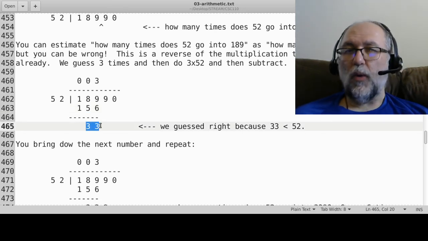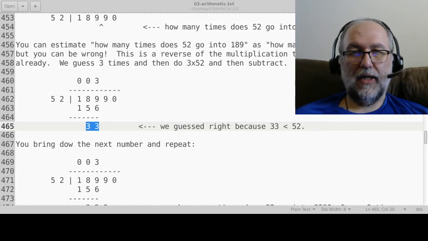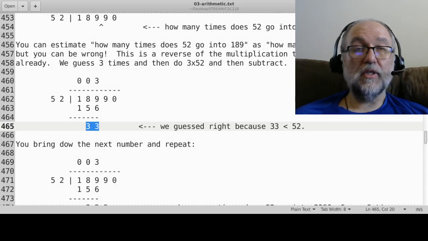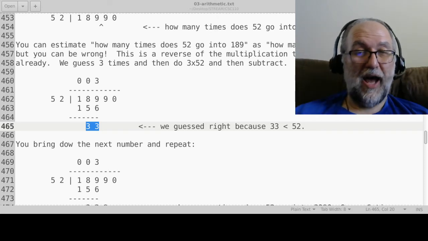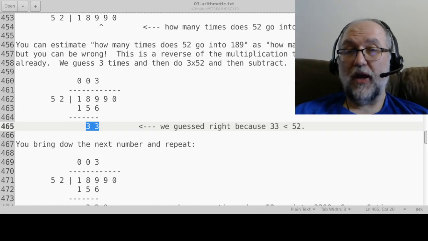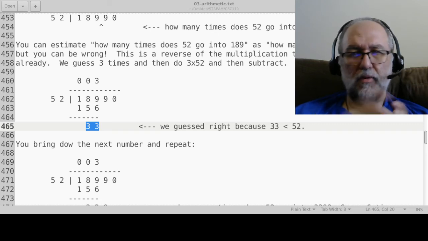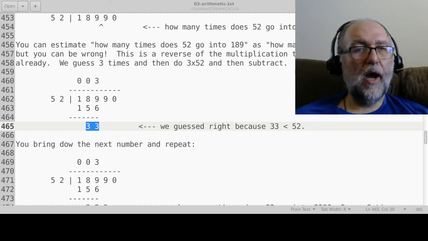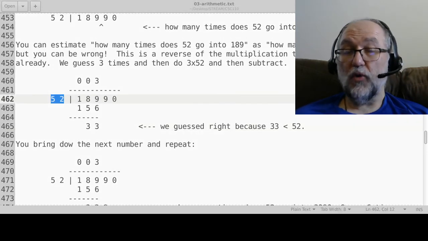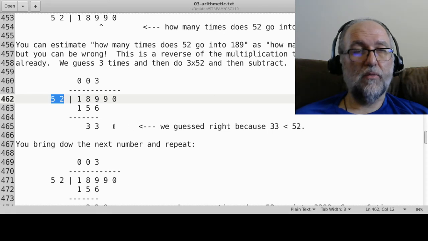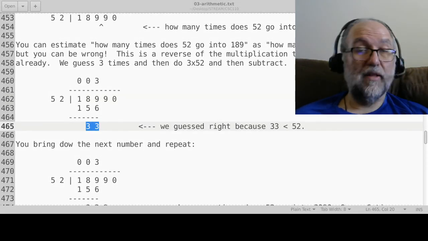Now, at this point, we know that we guessed right, and here's why. First, the number is positive, not negative. If it's negative, you went too high. If we had picked 4 there, we would have had a negative number there, and it wouldn't work, okay? So the next reason you know it worked is because that 33 is less than the 52. If by some fluke you guessed wrong, this 33 wouldn't have been 33. It would have been a number bigger than 52.